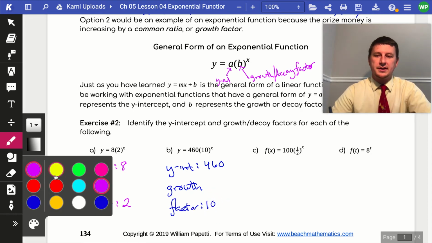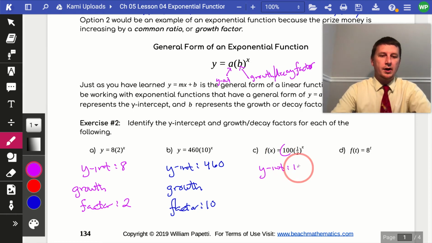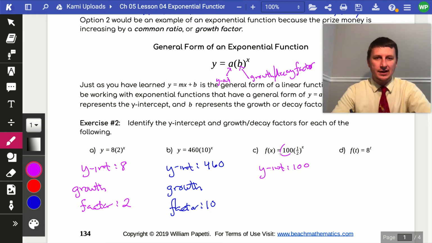Now we're going to go to part C, where we have f of x is equal to 100 times 1/2 to the x. So again, our y-intercept is going to be the coefficient, which is 100. And now we're going to be multiplying by 1/2 every time. So it's going to be half as big every time. So it's actually going to be decaying if we're taking half as much each time. And that's going to be a decay factor of 1/2.